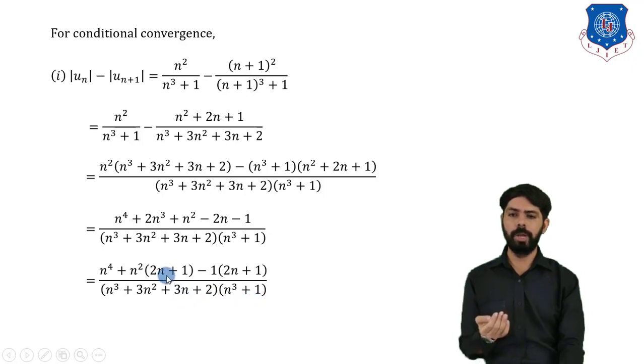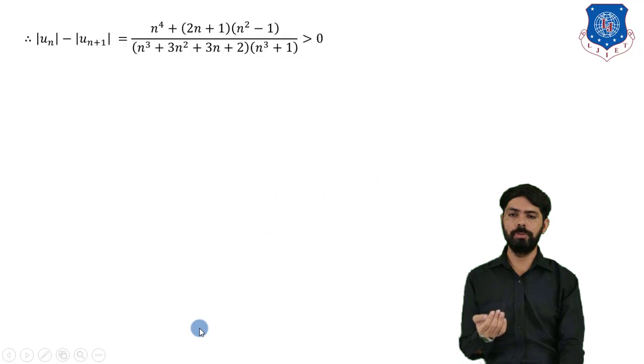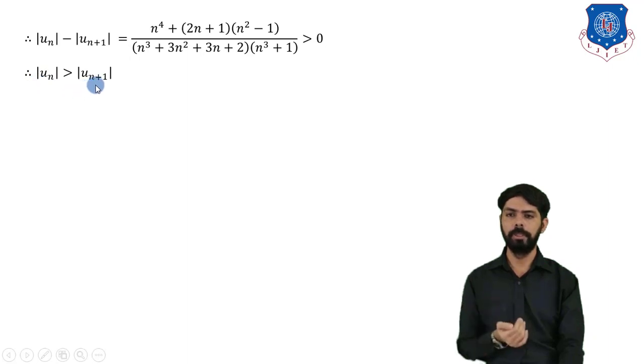Now we will take 2n plus 1 common from these two, so it will be n raised to 4 plus 2n plus 1 into n square minus 1 whole divided by n cube plus 3n square plus 3n plus 2 into n cube plus 1. So this is greater than 0. Therefore, modulus of un is greater than modulus of un plus 1.